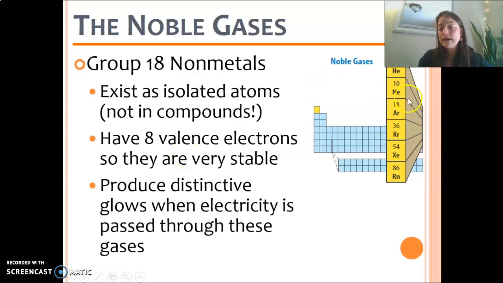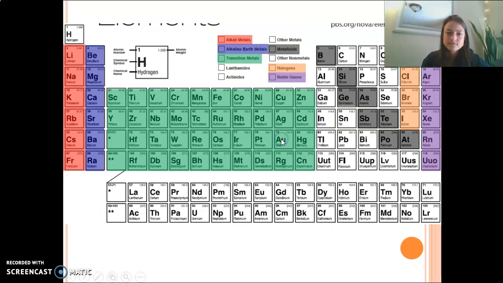So specifically, you might know of neon being something that glows. We use that in a lot of signs that you can see if you're out walking around at night. You might see some neon signs. And it starts to glow because they're passing electricity through that gas, and that's what gets that distinctive neon glow. So that's where these noble gases are.